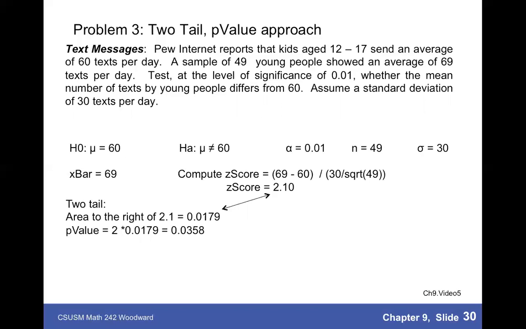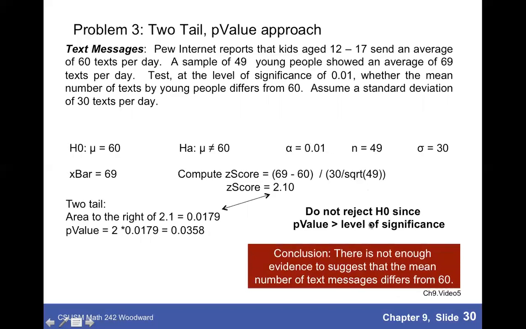So I go look up 2.1 in the table, and I will really get 0.9821. But I want the right tail area, that's 1 minus this, and I have to multiply this by 2 to get the total p-value. So that's the p-value, and I do not reject since my p-value is greater than alpha. And I make my conclusion, there's not enough evidence to support that the mean is not 60.